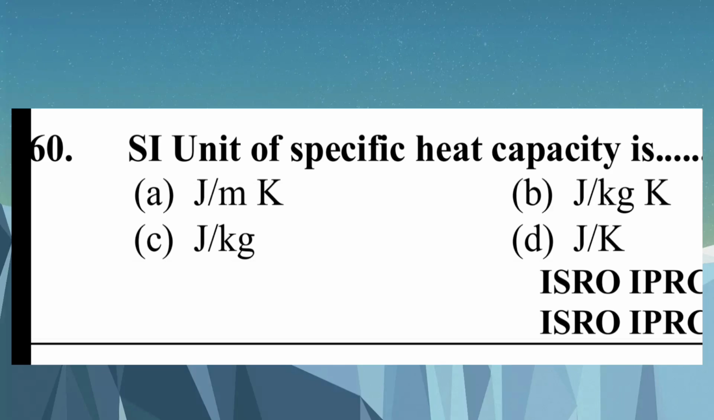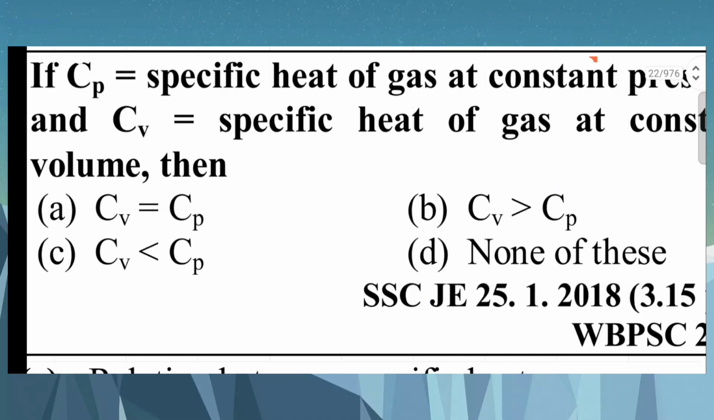Question number 60. SI unit of the specific heat capacity is A. Joule per meter Kelvin, B. Joule per kg Kelvin, C. Joule per kg, D. Joule per Kelvin. B, Joule per kg Kelvin. Next question.